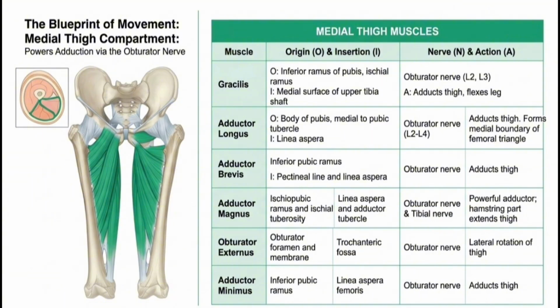Note this crucial clinical variation. The adductor magnus is a hybrid composite muscle. Its adductor portion is supplied by the obturator nerve, whereas its hamstring portion is supplied by the tibial division of the sciatic nerve. The obturator externus completes this functional medial wall.